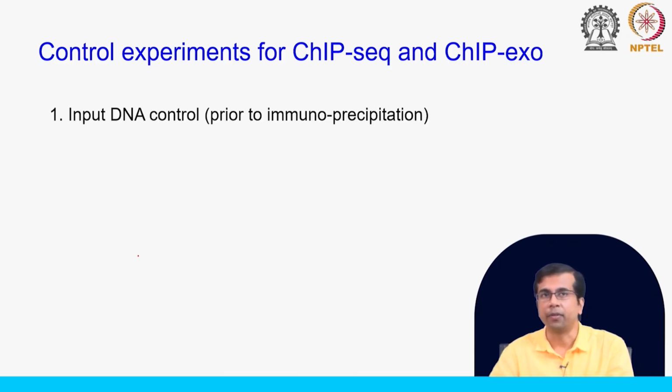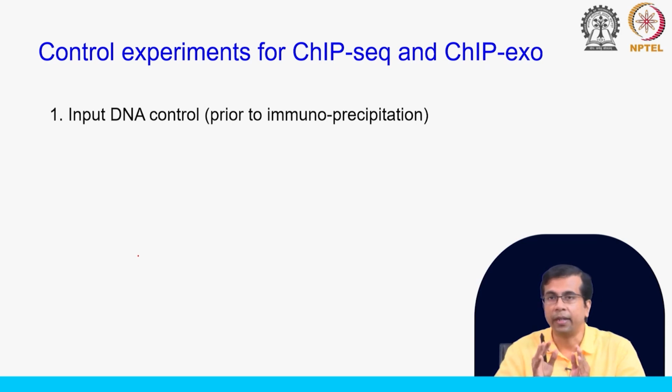So, there are three types of controls that we need. The first is input DNA control. This is prior to immunoprecipitation. So, remember what we will get after ChIP-seq or ChIP-exo. We will get reads mostly from specific regions of the genome, right. So, if you are looking at, let us say, transcription factor binding sites, we will get reads mostly around that region. Okay. So, there should be an enrichment of reads around that region, and that has to be compared with the input DNA control, right.